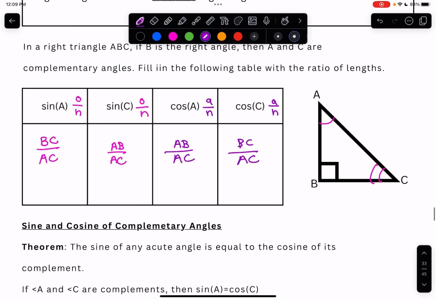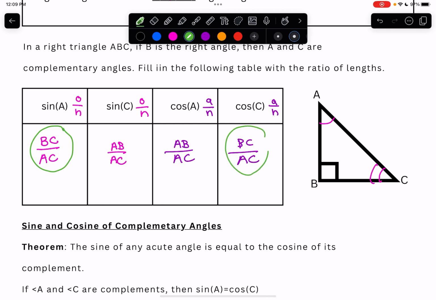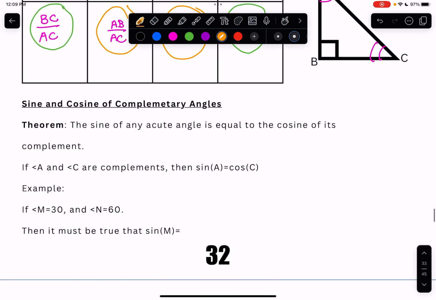Now, if you notice something, each ratio is repeated twice. If you look, the sine of one angle is equal to the cosine of the other. So the sine of any acute angle is equal to the cosine of its complement. So if A and C are complements, then sine of A is equal to cosine of C.